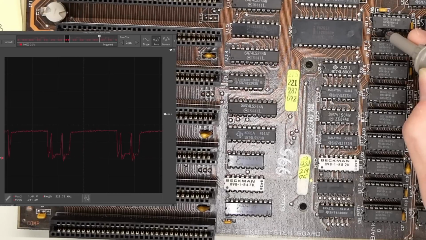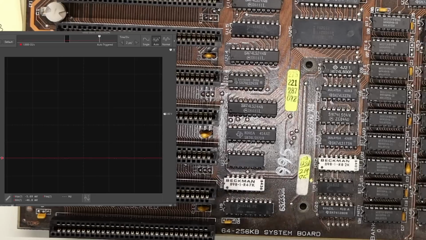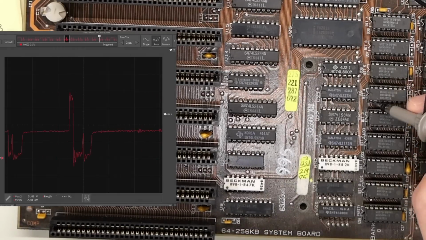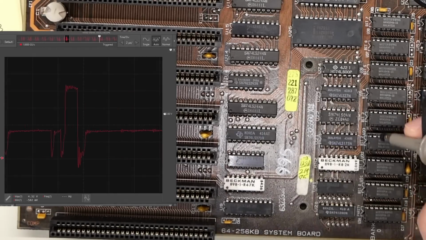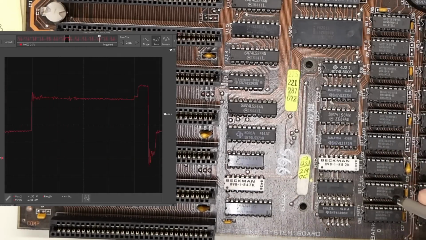Okay, so I realize now that I don't even need to power cycle this. Like this chip here, it's doing that half height thing. This one as well. Yep. That's bad. That's bad. That is bad. These are all bad. Okay.